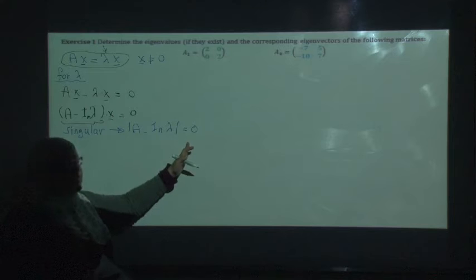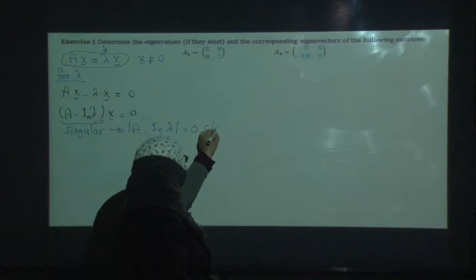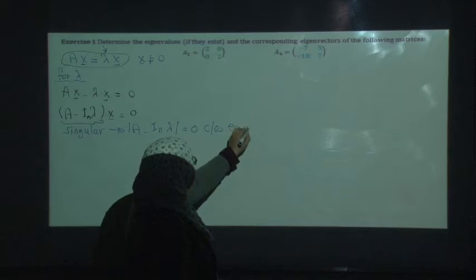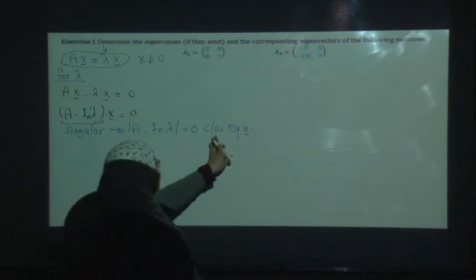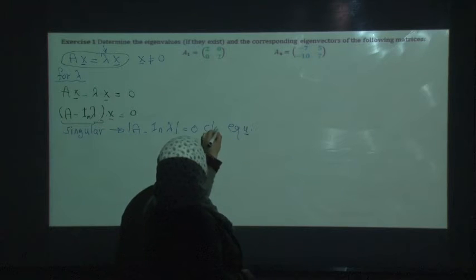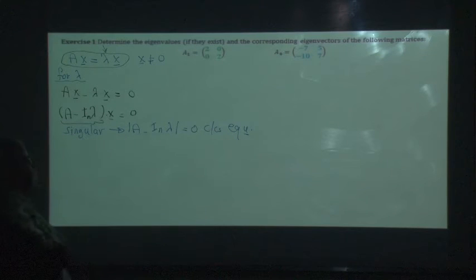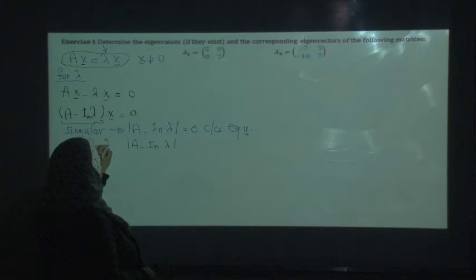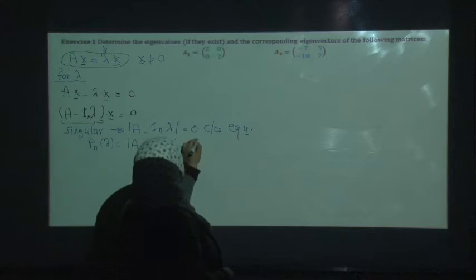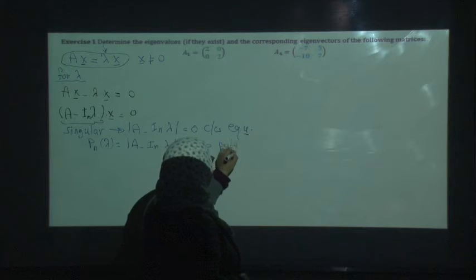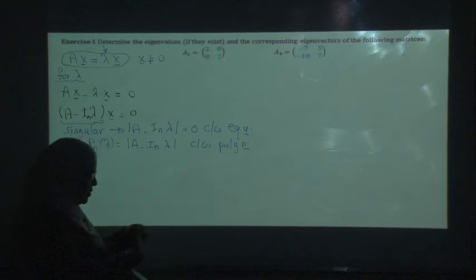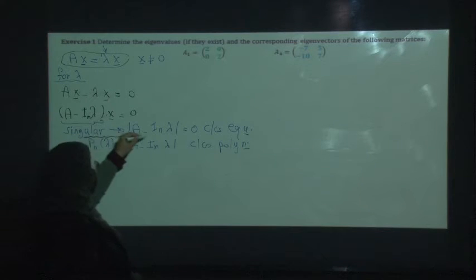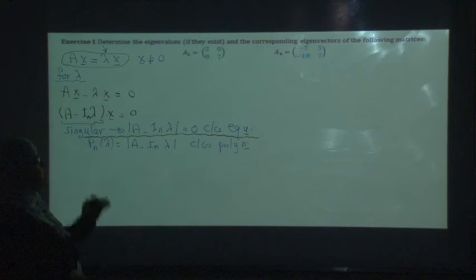Solving this equation, it's called, by the way, the characteristic equation. This is the short for characteristic, it's C and then a slash, like this equation. If we are solving for det(A minus λI), this is a polynomial of lambda, and it's called the characteristic polynomial. So here we have a characteristic equation and a characteristic polynomial. Let's go on solving.